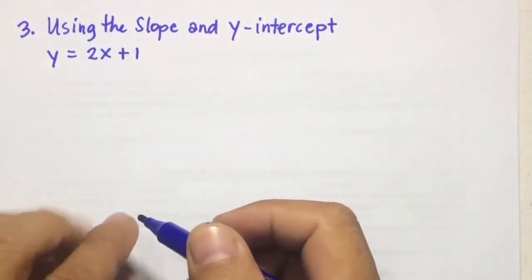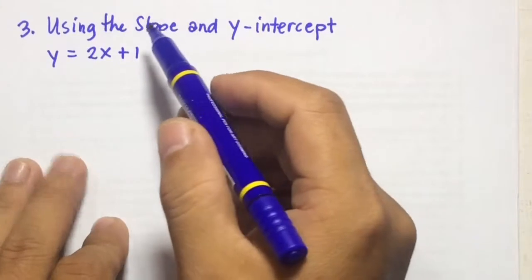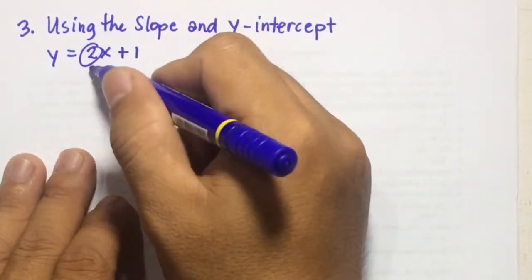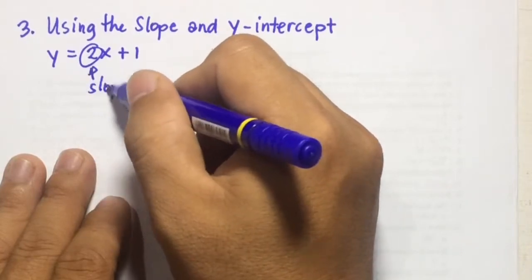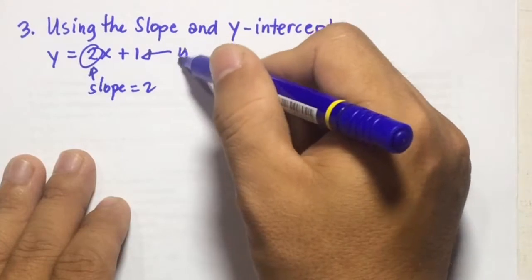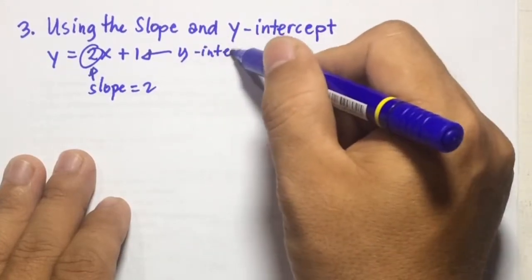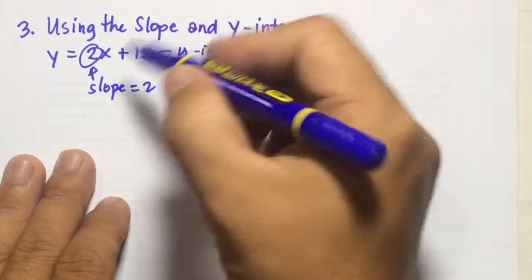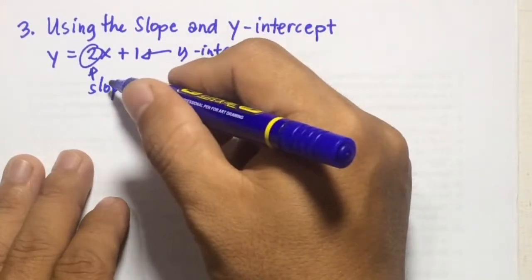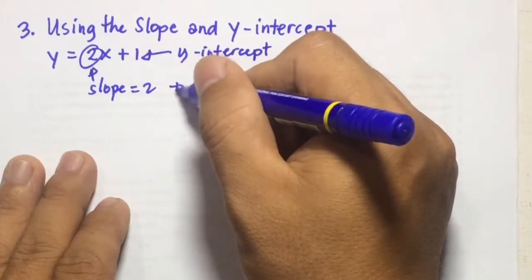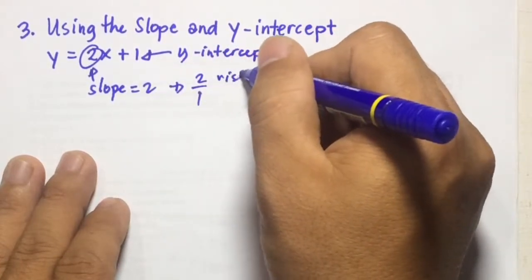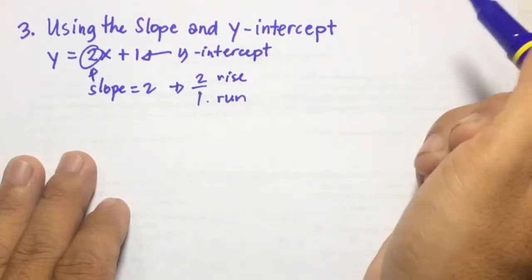Third one is using the slope and y-intercept. So in y equals 2x plus 1, the slope here is 2. This is the slope. And the y-intercept here is 1. So in here the slope is 2. Slope is rise over run, meaning this slope is also equal to 2 over 1. Rise is 2 and the run is 1.